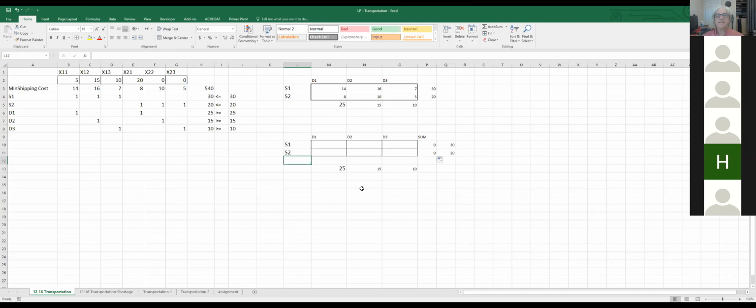Then I want to see the shipment into each demand point. So I'll write sum for you to remember. It's a sum of the column. Okay, and 1, 2. I added the two cells that belong to x11 and x21.